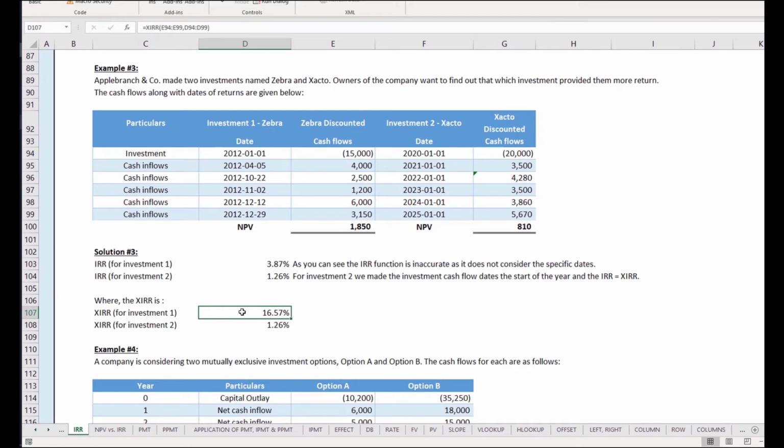So we've got the particulars, whether it's an investment or cash inflow in column C. We've got the investment date in column D, the cash flows in column E, the investment date for Exacto in column F, and the cash flows for Exacto in column G. So we can calculate the NPV as follows. NPV of the Zebra investment is $18.50. NPV of the Exacto project is $810.